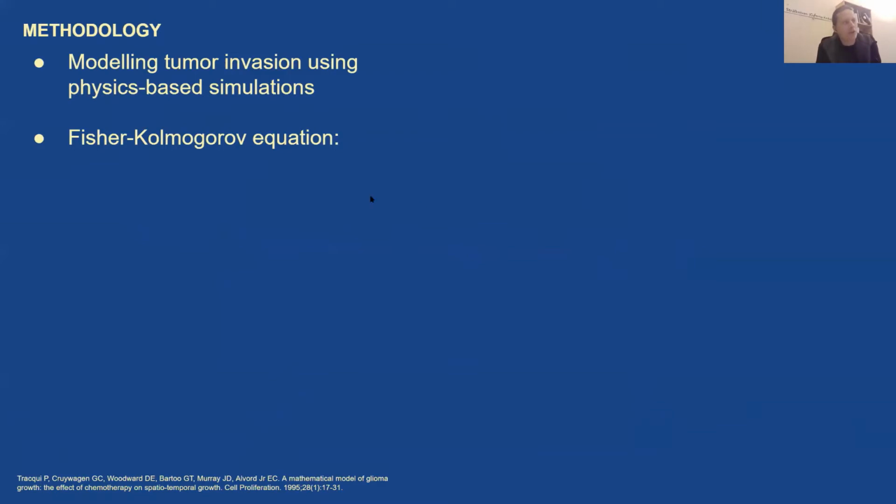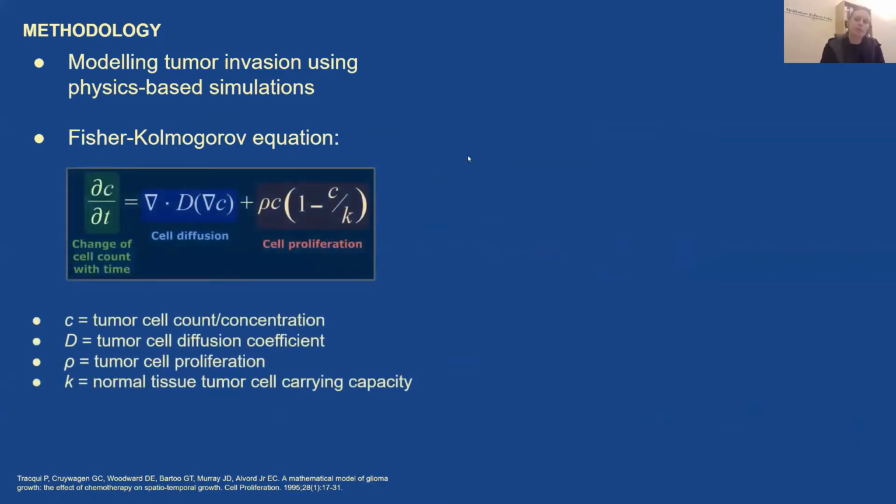I employed a Fisher-Kolmogorov equation that has been proposed and tested before. And if you're not up to par with your calculus, this might look like a complicated expression, but it's actually quite simple. It's simply a time differential equation where we have a change of cell count with time in some given region and how that changes. So how does the actual tumor grow and spread?